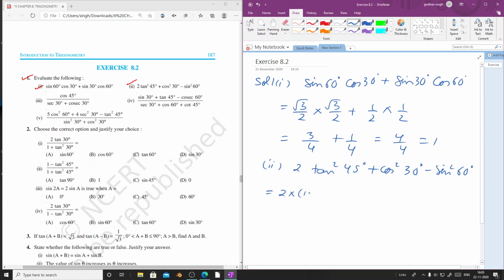tan 45 is 1, so we will be getting 1 square, plus cos 30 is root 3 by 2, so we write root 3 by 2 whole square because it's cos square 30 degree, minus, now sin 60 degree is also root 3 by 2, so root 3 by 2 square. Both quantities have the same values, but in between them we have a minus sign, so they cancel each other, and what we get is 2 into 1 square, that is 2. So the answer of the second part is 2.